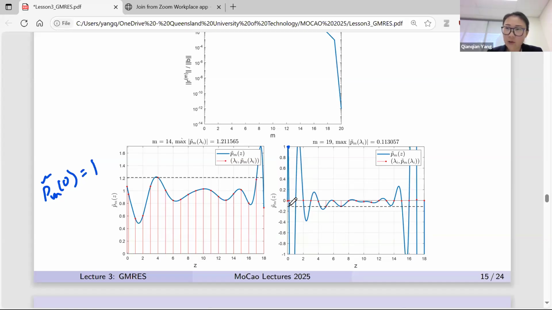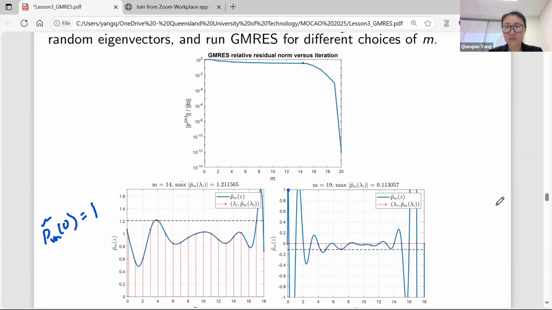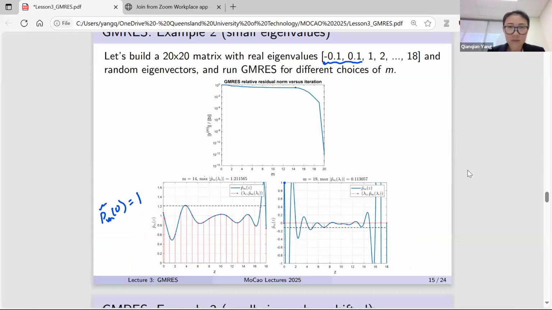So small eigenvalues, especially when they are on either side of the origin, mean that the problem is not easy to solve. Our p_m will struggle to find a polynomial that is able to be small, then quickly go up, and then quickly come back down. It's really a struggle, so it's a hard problem to solve. That's what we learned from this example, the example about small eigenvalues.